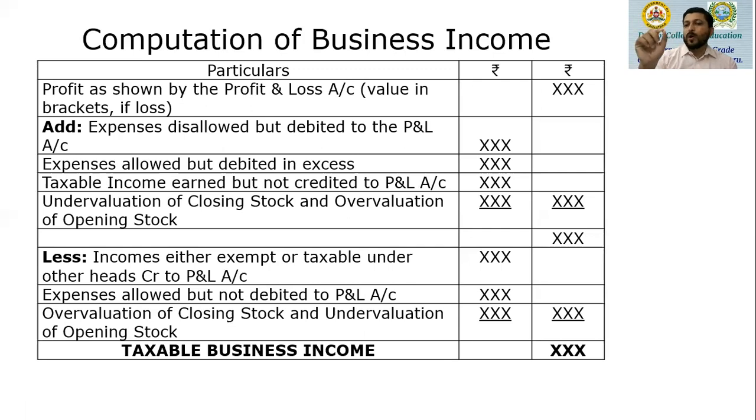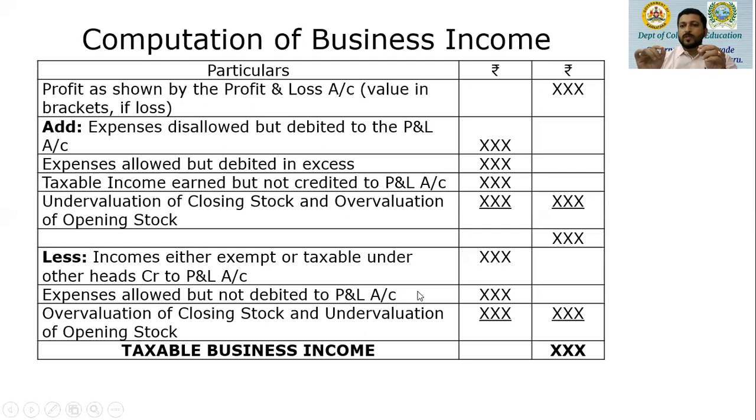Suppose there is any short-term or long-term capital gain credited to profit and loss account. That short-term or long-term capital gain will be taxable under the head capital gain. So, if on the credit side of profit and loss account there are any incomes shown and if such incomes are taxable under other heads, not under business head, then such incomes must be deducted, because our objective is to find taxable business income. So incomes from any other heads, taxable under other heads, if credited to profit and loss account, must be deducted.